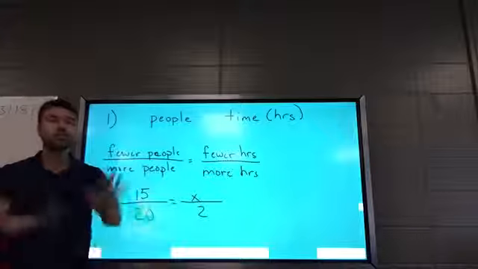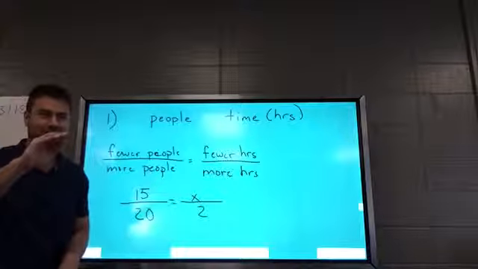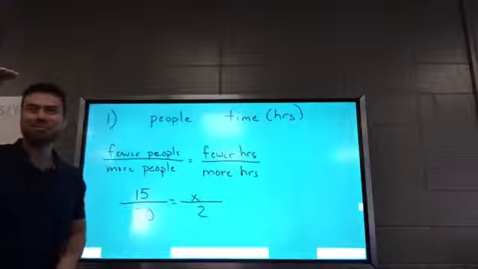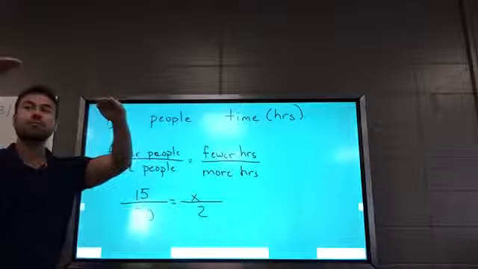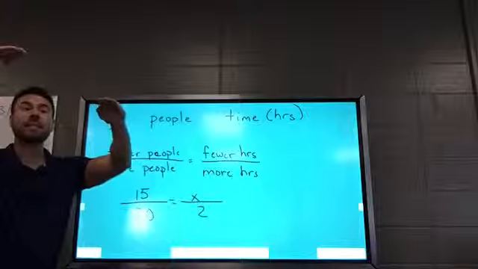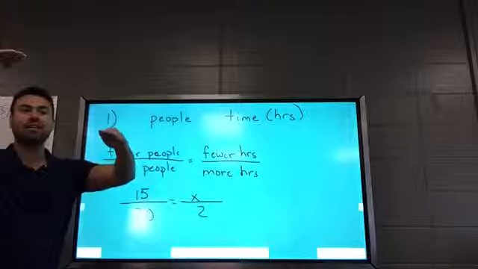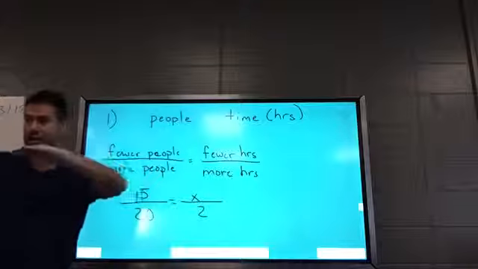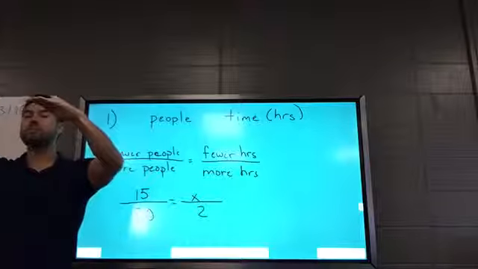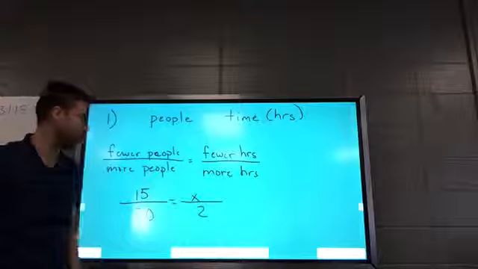Because here's the scenario. Watch my hands. 15 people takes 2 hours of work, right? If you increase the number of people to 20, what has to happen to the time? It should go down, right? Time should go down. So if you had 2 hours being the more, X is going to be the fewer.